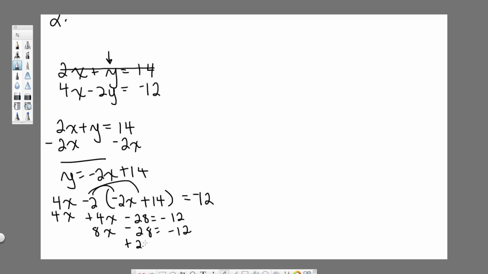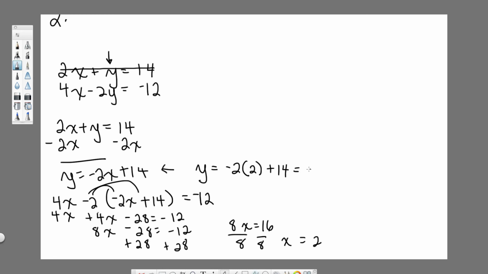We're going to add 28 to both sides. Let me continue over here. So 8x equals, if I do the math right, 16. Divide both sides by 8, so x is equal to 2. All right. Let's see if we did that. And we're going to plug it back in where I found what y equals. I like to plug it back in here because it's a little simpler math. Y equals negative 2 times the value of x, which is 2, plus 14. Negative 4 plus 14 gives me 10. So my answer is going to be x equals 2, y equals 10.